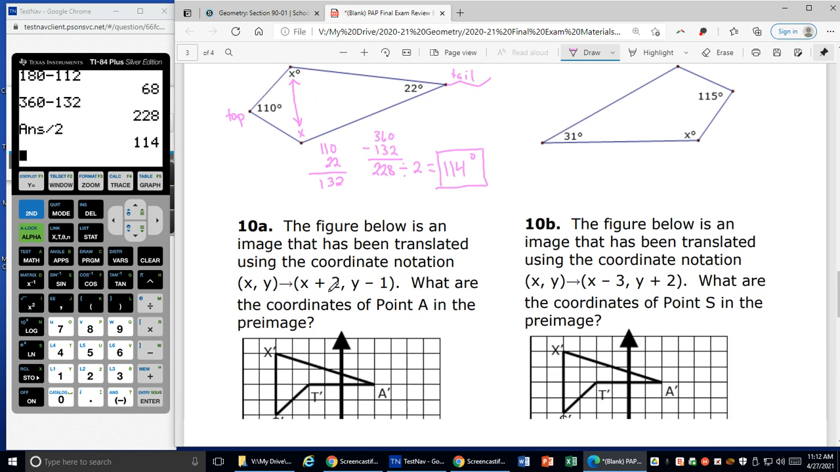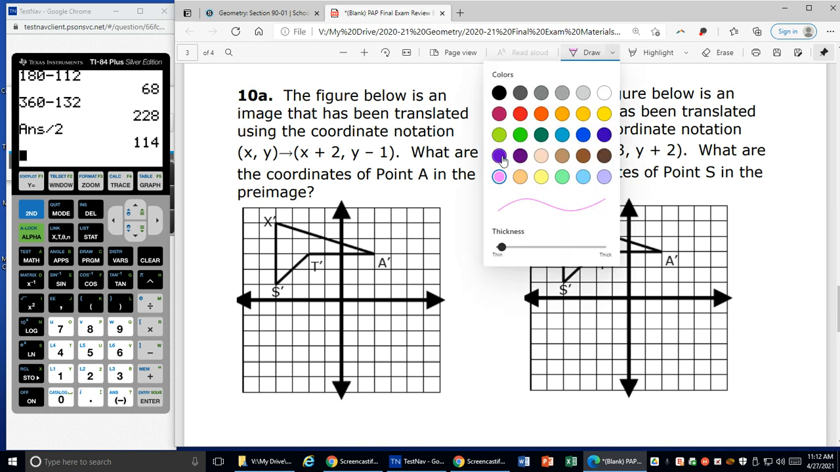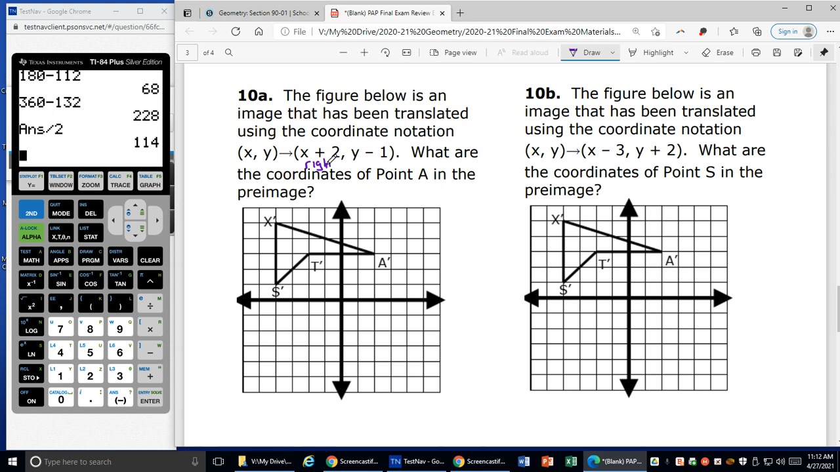All right, let's look at number 10. Number 10, the figure below is an image that has been translated using the coordinate notation (x, y) translates to (x plus 2, y minus 1). What are the coordinates of point A in the pre-image? Okay, so this is the image. This has already been moved x plus 2 and y minus 1. Where was A to start with? Okay, so I have to work backwards. I had to go to the right 2 and down 1, okay, to get to A prime.